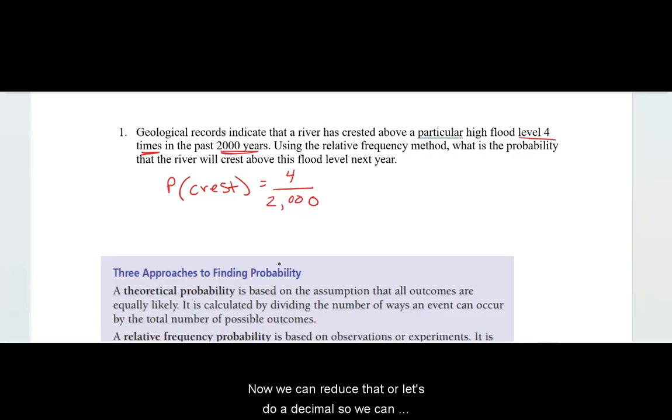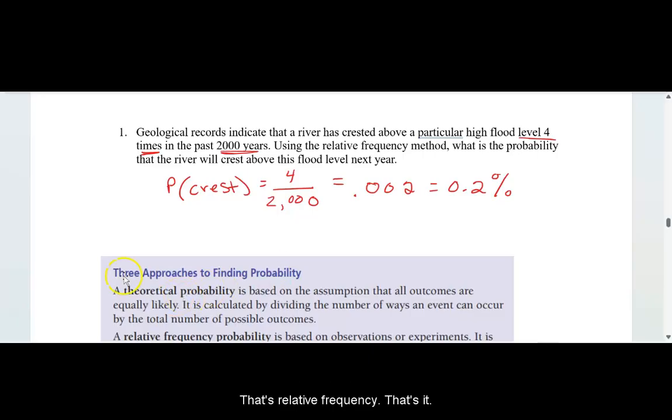Now, we can reduce that, or let's do a decimal so we can do a percentage with this one. We take 4 divided by 2,000, which gives us 0.002. As a percent, remember you multiply that by 100. That means you have a 0.2% chance that the river will crest above this flood level. That's relative frequency. You just find out how many times something's been observed over how many observations have been made.